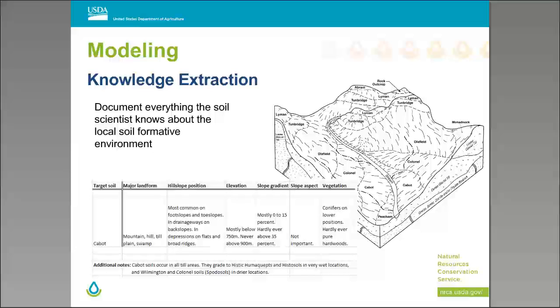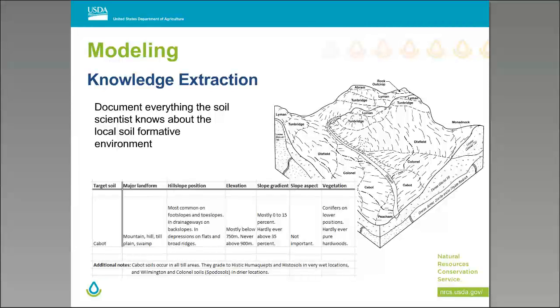Really, once you know your target, you start pulling together everything that you know about those targets. For us, that was the Cabot, Kernel, and Dixfield soils. You document it all, even though you don't know exactly what's going to be important in the actual mapping process. But for us, we took, there's a block diagram.